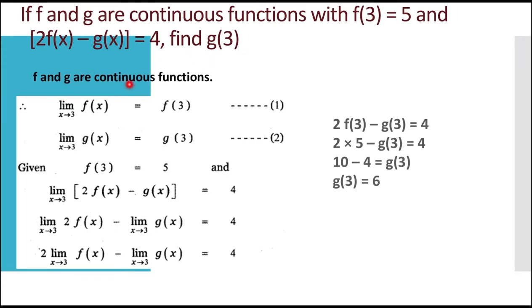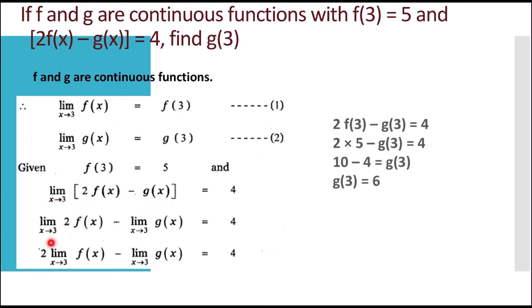f and g are continuous functions. So, limit x tends to 3 f of x will become f of 3, because if you substitute 3 instead of x, it becomes f of 3. Similarly, limit x tends to 3 g of x is equal to g of 3. What is given? f of 3 is equal to 5. And 2 f of x minus g of x is equal to 4. So, taking the limit x tends to 3 of 2 f of x minus g of x, this limit is common for both functions.